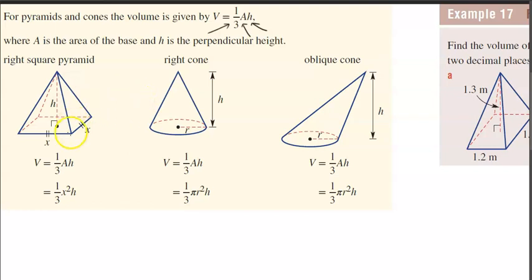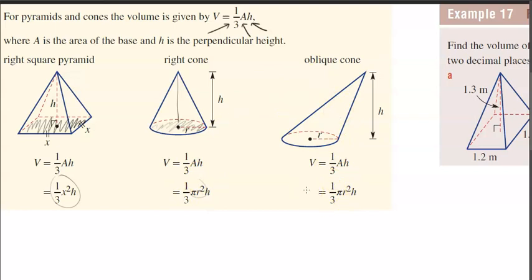All you need to know is for a right square pyramid, remember right meaning a right angle from the base to the apex, you get your area, which is this flat area here, x times x, or x squared, multiply it by its perpendicular height, then get 1/3 of that. Same thing with a right cone or an oblique cone. Remember, oblique means slanted. The area of a circle, which is the flat surface here, is pi r squared. Multiply it by the perpendicular height and just get 1/3 of that.